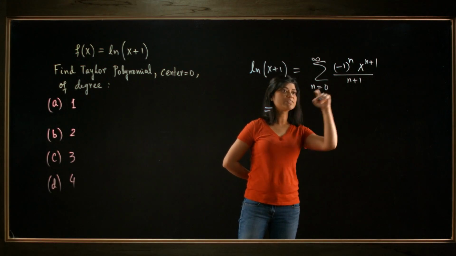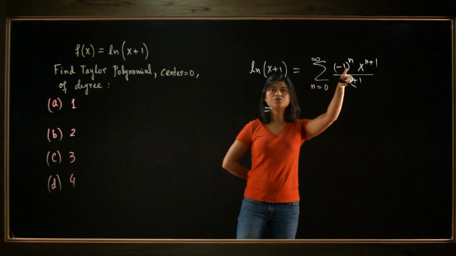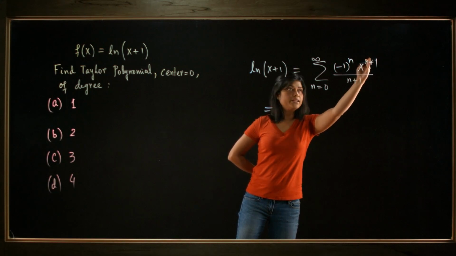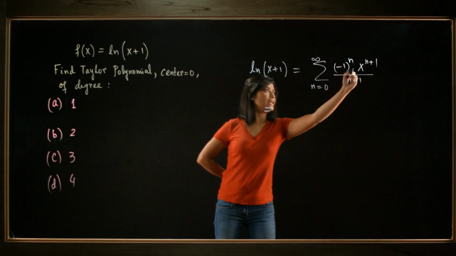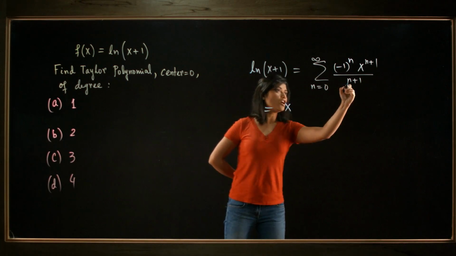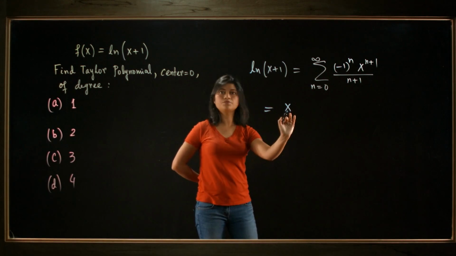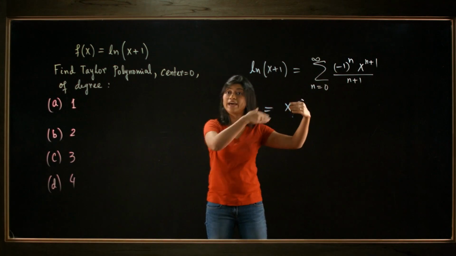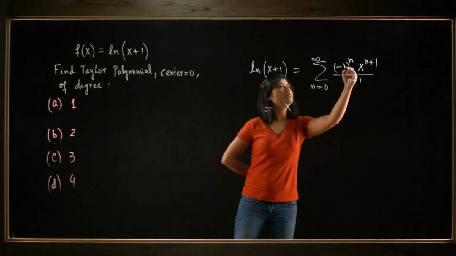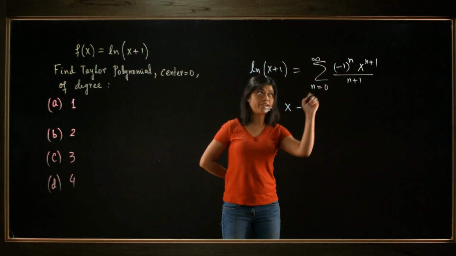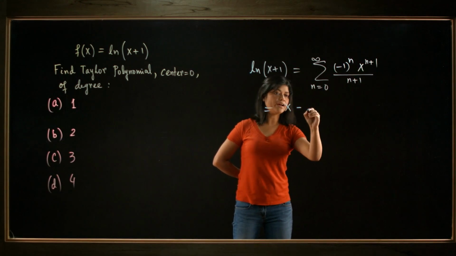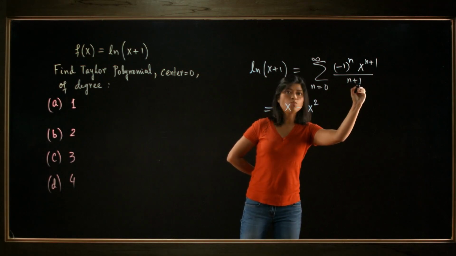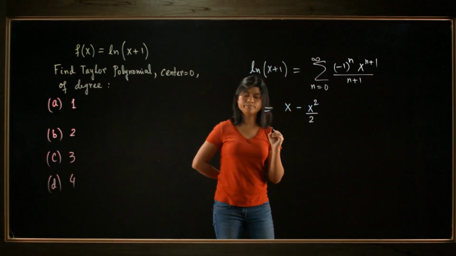Let's write down a few terms. What is the very first term? Plug in n equals 0. Negative 1 to the 0 is 1, and then again you plug in n equals 0, so your first term will be x to the 1, which is x. The denominator is 0 plus 1, just 1. So the first term is x. Let's go to the second term. Remember, the second term is the next value for n, which is 1. So when you plug in n equals 1, you get negative 1 to the 1, and then you have x to the power 1 plus 1, so 2, divided by 1 plus 1, 2 again.